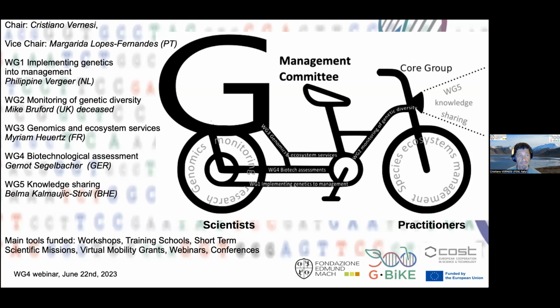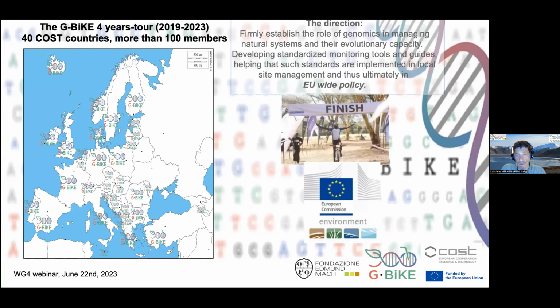You can see here the names of the people in charge of these. Unfortunately, you can also see here the name of Mike Proofer, who recently passed away, to whom most of our last activities will be dedicated. The basic tools offered by COST Action are for networking. So no funding for basic research, but workshops, training schools, short-term scientific missions, virtual mobility grants, and webinar conferences. We managed actually to have the participation of all the 40 countries involved in the COST association, which I think is pretty outstanding, and also demonstrates the interest in these topics.